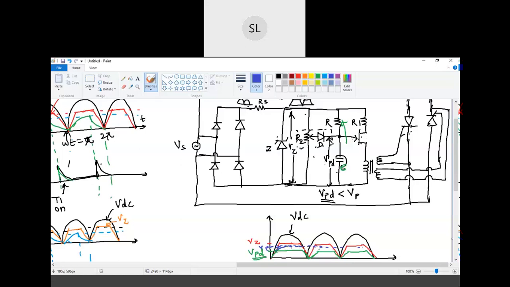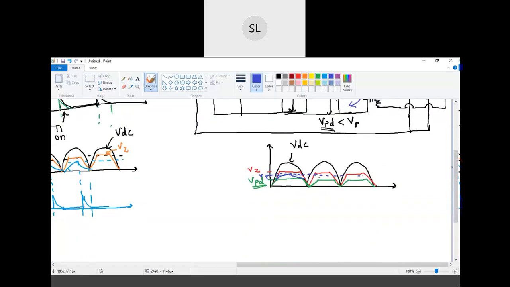The UJT will be turned on. Once it is turned on, the capacitor will start discharging. Okay, so it will start discharging through this UJT and the primary of this pulse transformer, which will provide a pulse to the secondary side, and the respective thyristor whichever is forward biased during that particular half cycle will be turned on. So in the first positive half cycle, T1 will be forward biased, so it will be turned on. Similarly, during the next half cycle, T2 will be turned on like this. Okay.